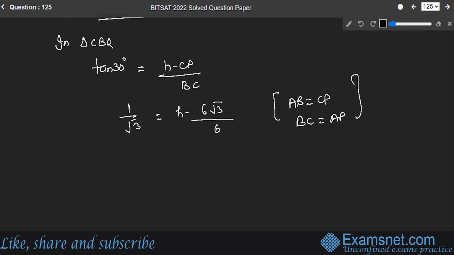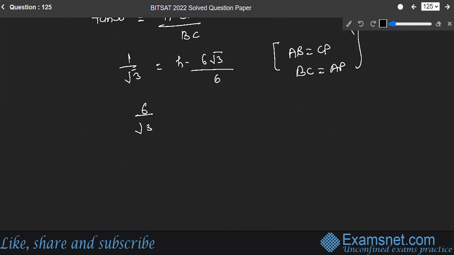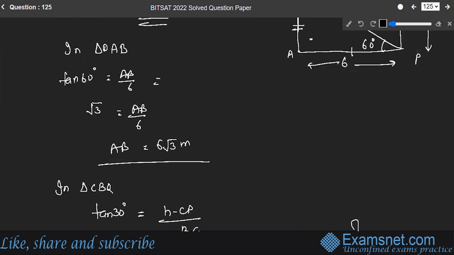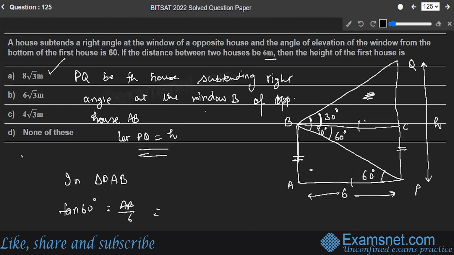From here, you will have H as 6 upon root 3 plus 6 root 3, so you have 18 plus 6 upon root 3 is equal to H, or you have 24 upon root 3, or 8 into root 3 upon root 3. This will cancel like this, and you have 8 root 3 meters. This is the answer. You wanted to find the value of H, so 8 root 3 is the answer to the question. Option A is the right option.